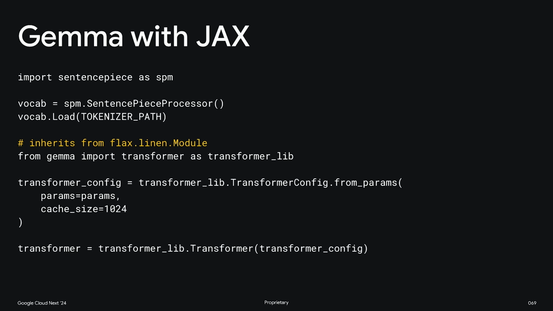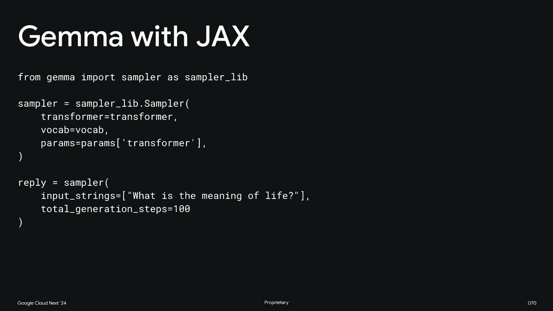And here's how you use it with JAX. So this is pretty basic. We're going to set up, first of all, our tokenizer. And then we're going to create our transformer and just set it up. And then we're going to create a sampler so we can do inference. And then we're going to call it with a prompt. In this case, what is the meaning of life? Anyone know the answer? 42, that's correct. Very good.